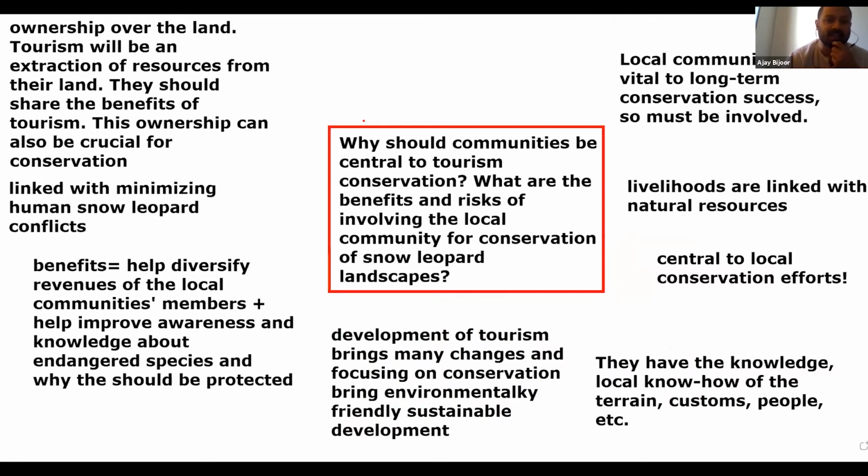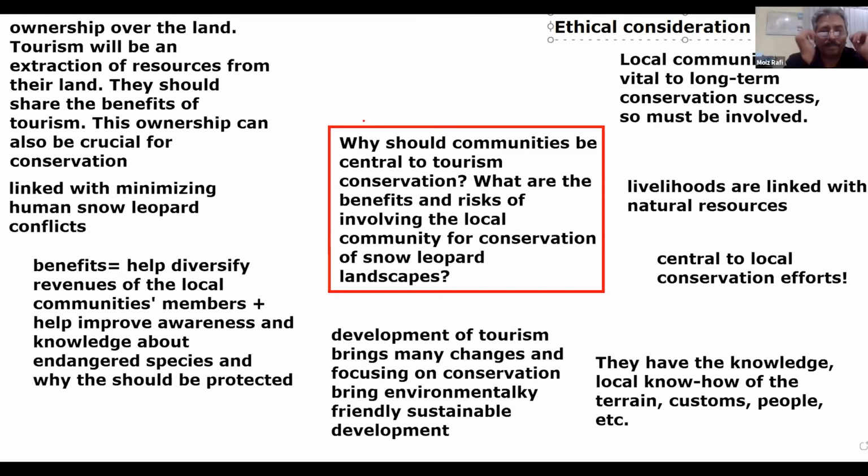Moisab is saying linked with minimizing of human snow leopard conflicts. That's also a very valid point. Moisab, would you want to elaborate a little bit on this point that you were making about linking it to the conflicts?